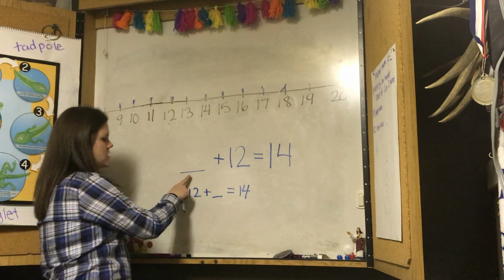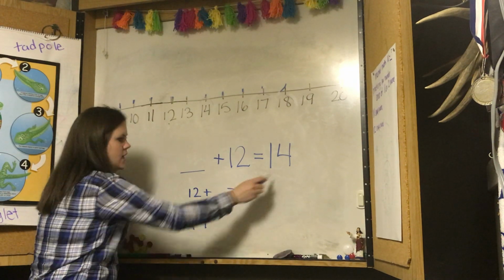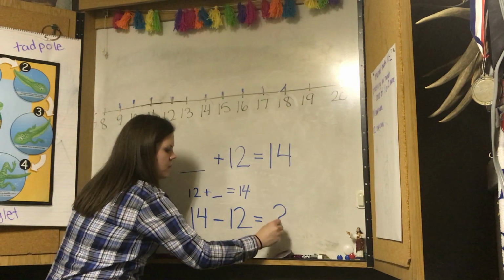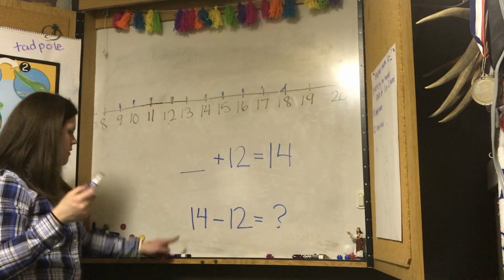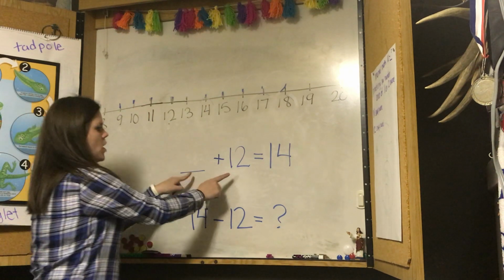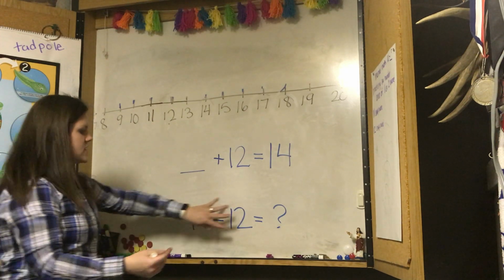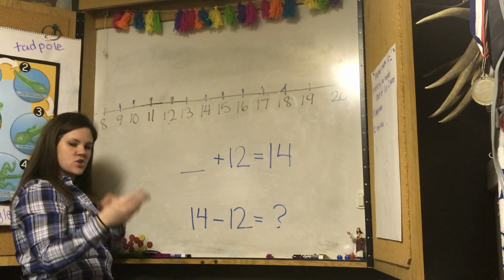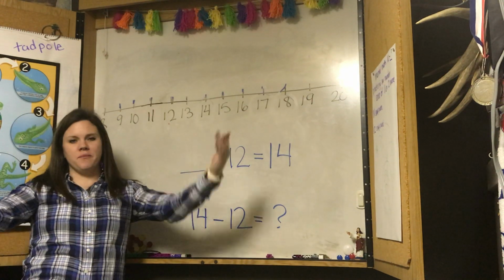If I made it a subtraction sentence, it's going to be 14 minus 12 equals unknown, right? Maybe that's a little easier to solve in your head. This is just showing part and whole, and this is showing whole, part, and part. It's just different ways of saying that this side of the equation is the same as this side, showing our number bonds in different ways. So 14 minus 12 equals what?